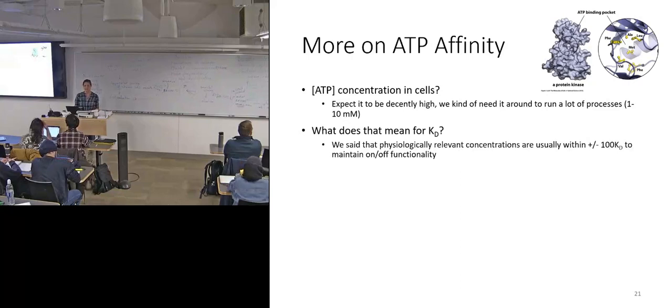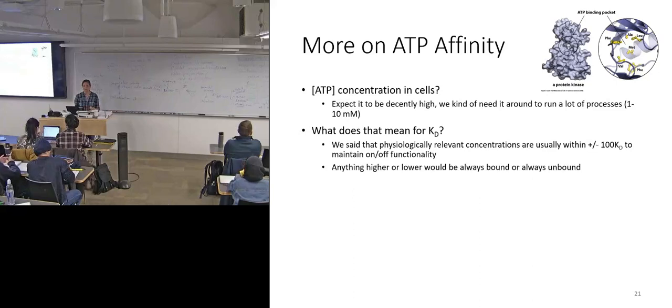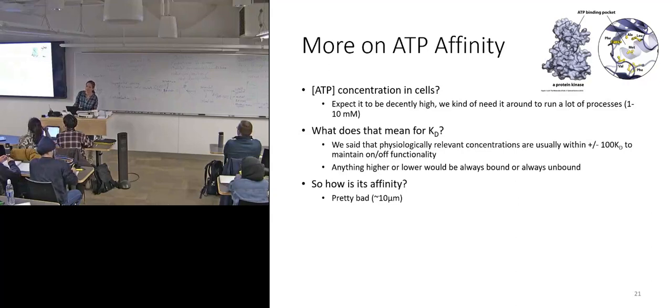We said that physiologically relevant concentrations need to be near KD, okay, in order to have on-off functionality. Anything higher or lower would always be bound or always be unbound. We know ATP needs to bind and dissociate readily. So how is its affinity? It's not great. It is in the micromolar range, which we said is kind of our lower end. It's approximately 10 micromolar, so it's on the pretty bad end.